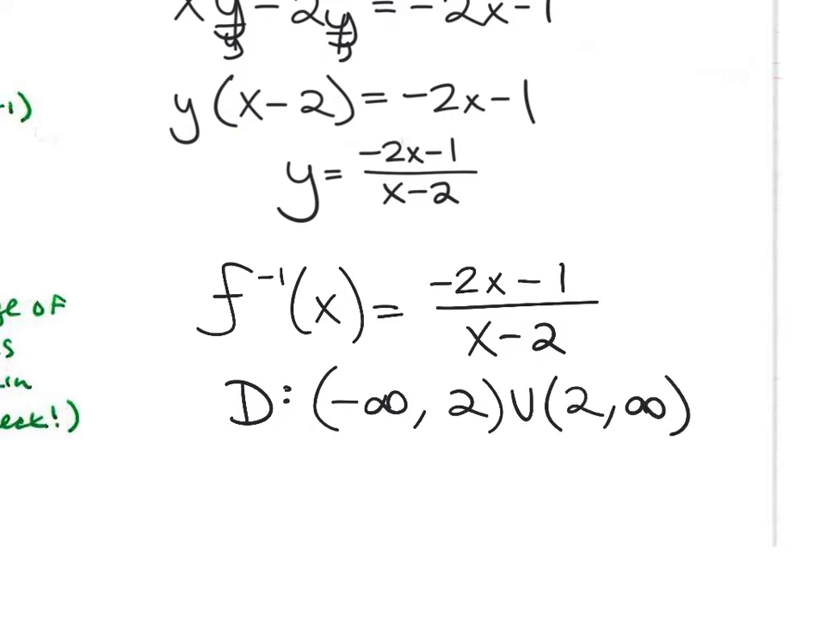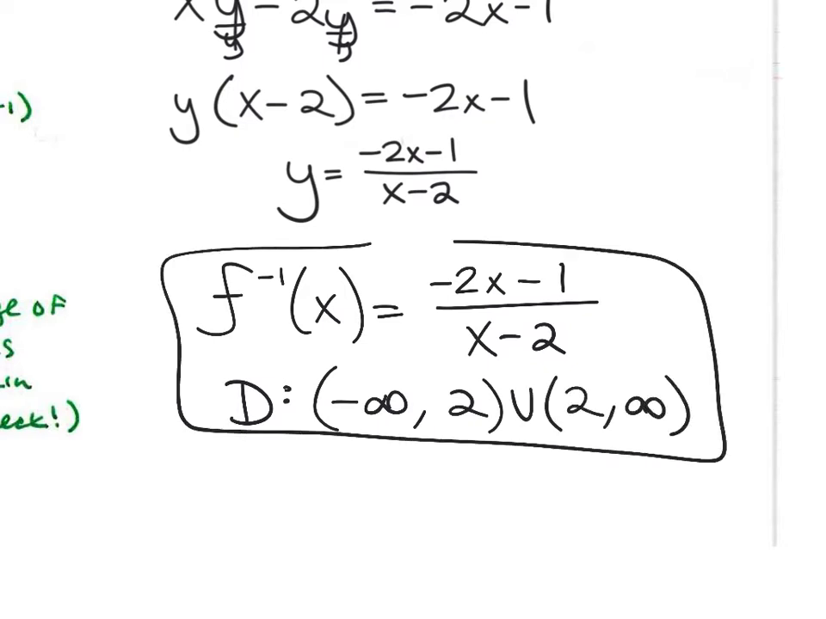Again, that makes sense because the domain of this rational function tells me that. So the domain is always going to be the same as the range of the original. That's how they're related to each other.